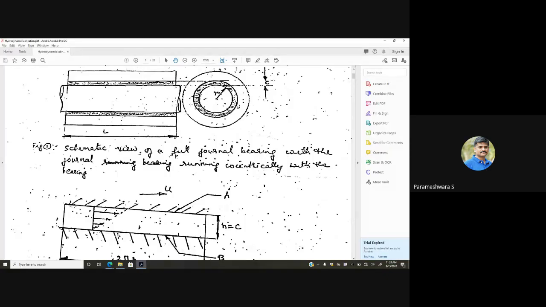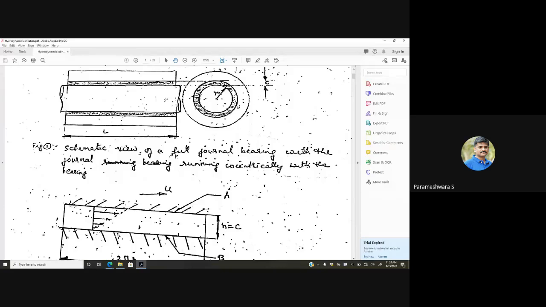All these three cases are not practical. There is no load at all: if there is no load, there is no use of using this bearing, and also the shaft has its own self weight, so you cannot consider a zero load condition. Second, the viscosity of the lubricant is infinite; you cannot have a lubricant whose viscosity value is infinite. And third, the shaft should rotate at infinite speed, which is also not practicable. So all these three conditions are ruled out.